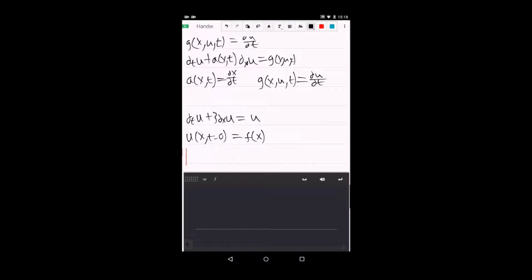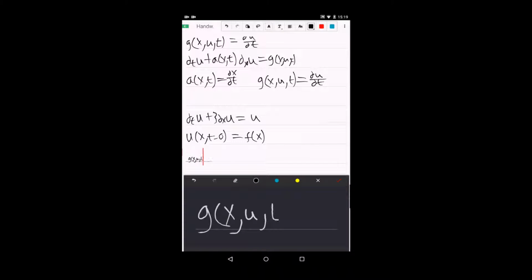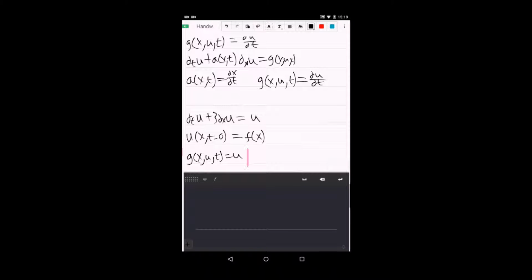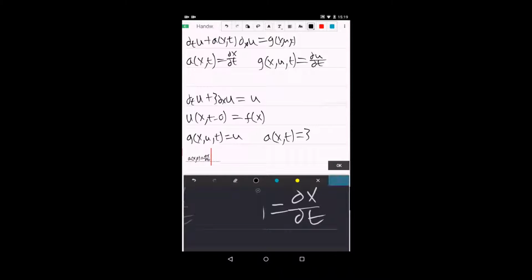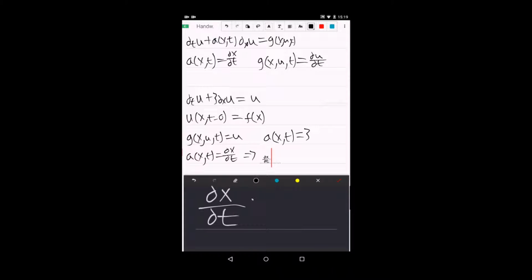So we start by applying the method of characteristics. We can quickly see that our g of x, u, and t equals u, and that our a of x and t is just equal to 3. So the easiest thing to do is to start by solving for x of t, because that lets us see how our solution moves. So we know that a of x and t equals dx over dt. So then we know that dx over dt equals 3.